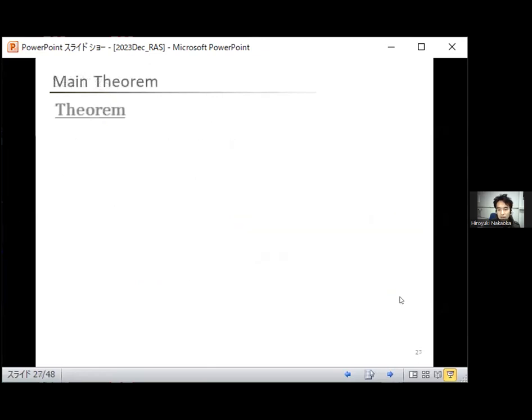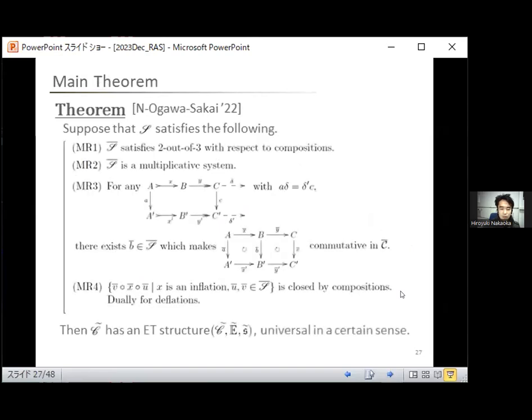Our main theorem gives such conditions. Well, I do not explain the detail of these conditions, but MR1 and 2 are to make the calculation of morphisms in the localization easier. And the third condition, MR3, is claiming that S is compatible with the ET structure on C. And the last condition, MR4, is required so as to ensure that the inflations and deflations in the localization are closed under compositions. With these conditions, C tilde has a natural ET structure, which is universal in some sense.